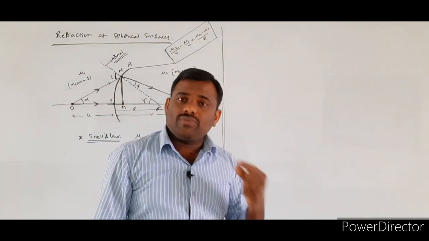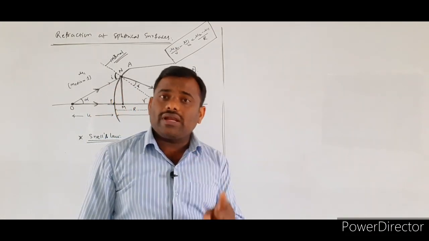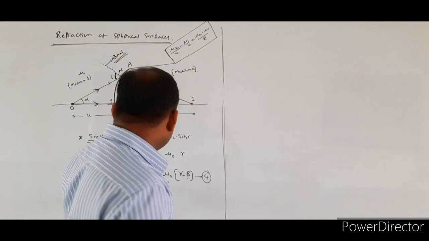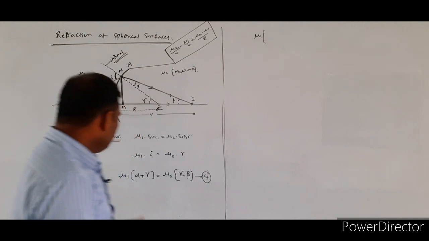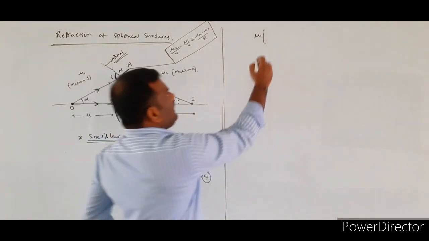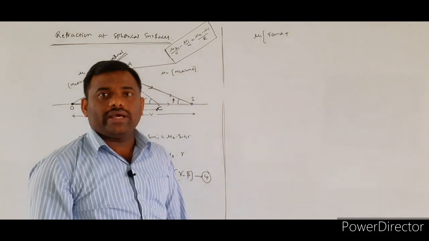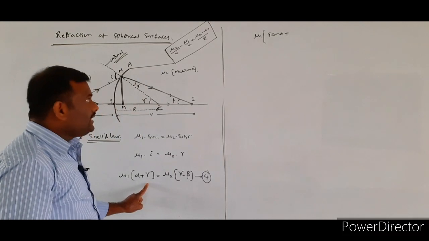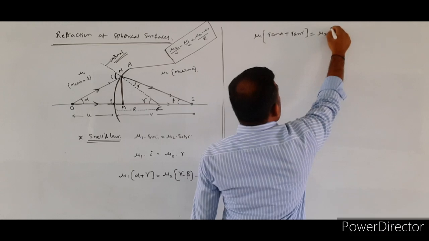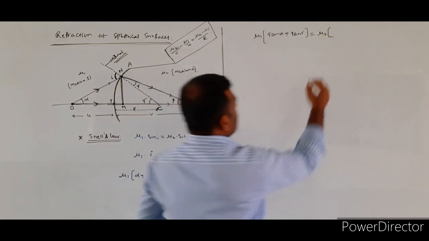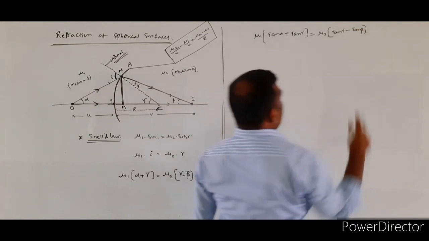Already we know that for small angles, sin theta can also be written as tan theta. So equation 4 can be written as mu1 into, in place of alpha, I write tan alpha. For small angles, alpha is equal to either sin alpha or tan alpha. And in place of gamma I write tan gamma, that is equal to mu2 into gamma minus beta, which can be written as tan gamma minus tan beta.